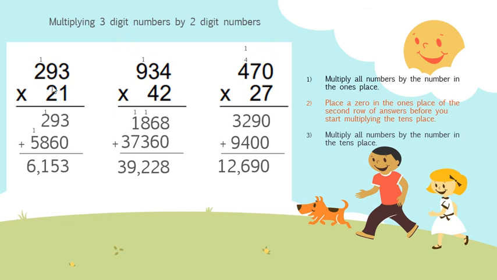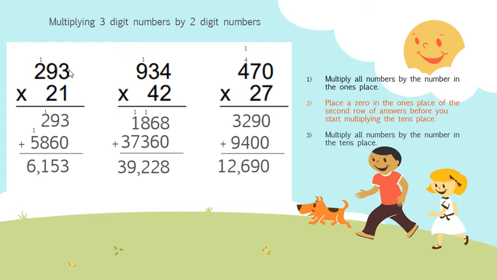So we're going to work with this problem first. We're going to follow these steps, and I'm going to bring you back over to the problem so that I can go through each step with you. So the first thing we're going to do is multiply all numbers by the number in the ones place. This is the ones place that we're talking about. So 293 is going to be multiplied by 1 first.